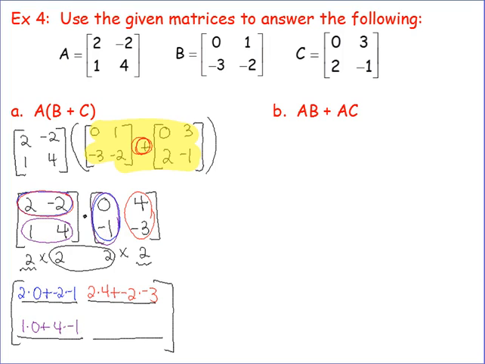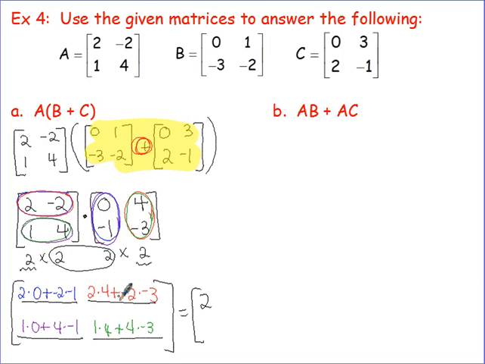And finally, bottom right, 1 times 4 plus 4 times negative 3. Let's use our calculators now, because this is the easy part. This is just getting the answers. 2 times 0 plus negative 2 times negative 1. Your calculator should tell you 2.